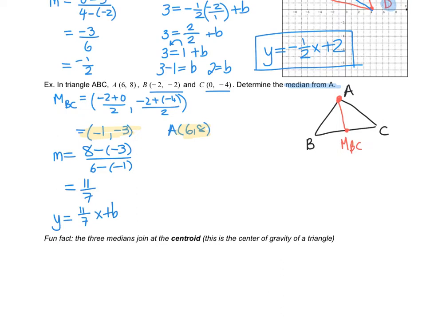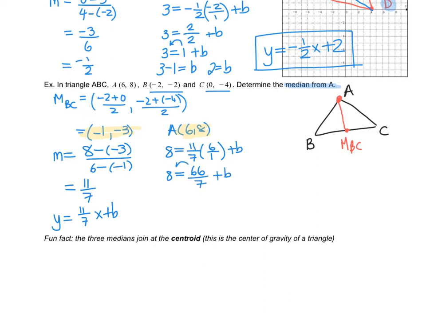Now we can sub either the midpoint or our vertex A. I'm going to sub vertex A in just because both coordinates are positive and I want to use that. So instead of y, I'll put 8. And instead of x, I will put 6 over 1 because my slope is a fraction. Now again, I'll multiply my numerators. So 11 times 6 is 66. 7 times 1 is 7.